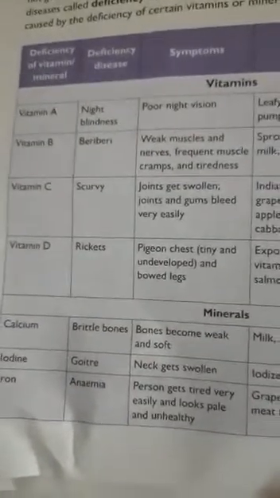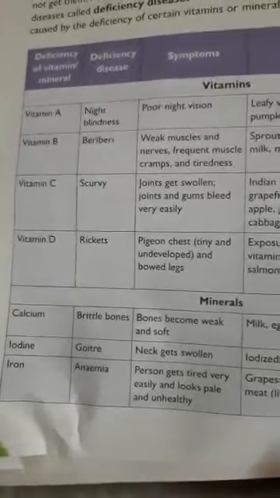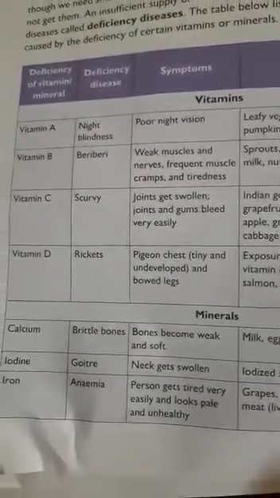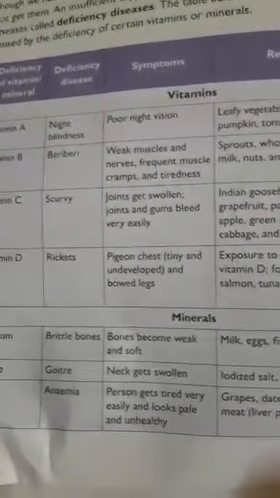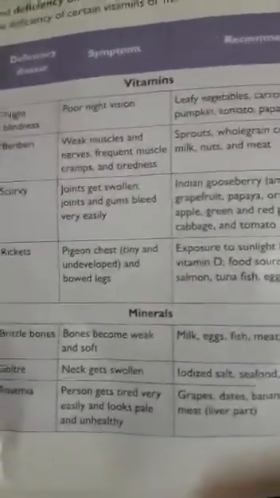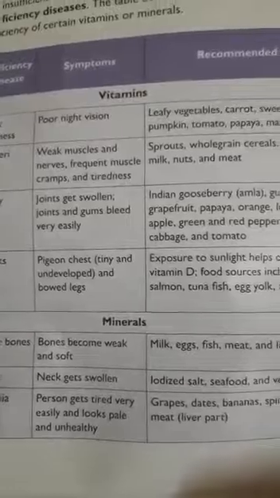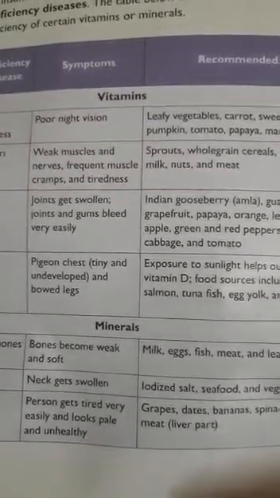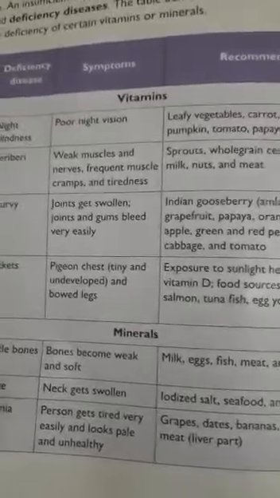Next is vitamin B. Deficiency of vitamin B causes the disease beriberi. So what happens in beriberi disease? There will be weak muscles and nerves, frequent muscle cramps, and tiredness for the person who gets beriberi.